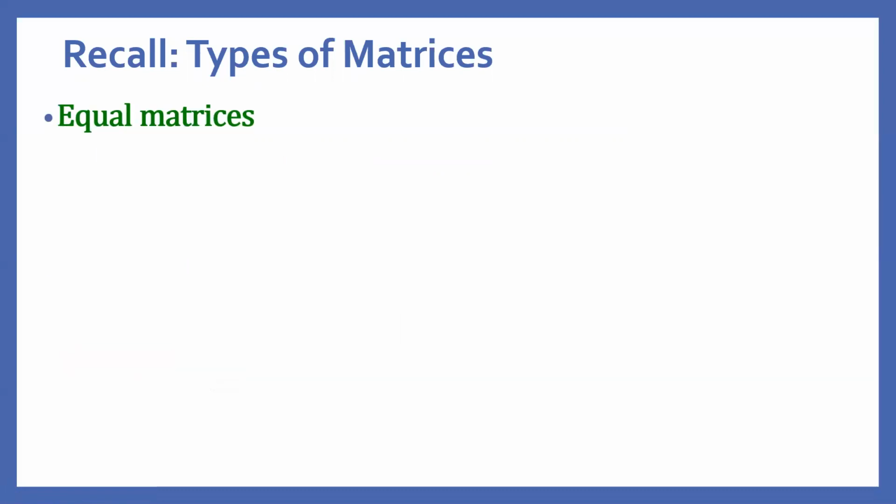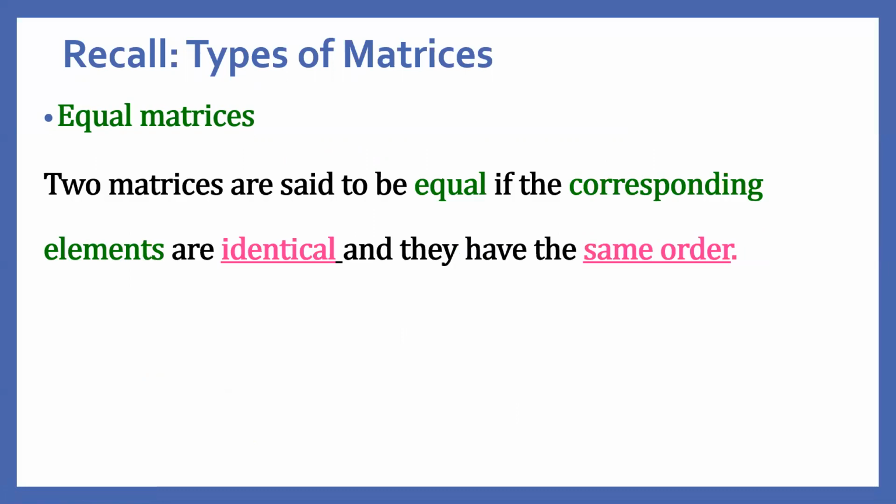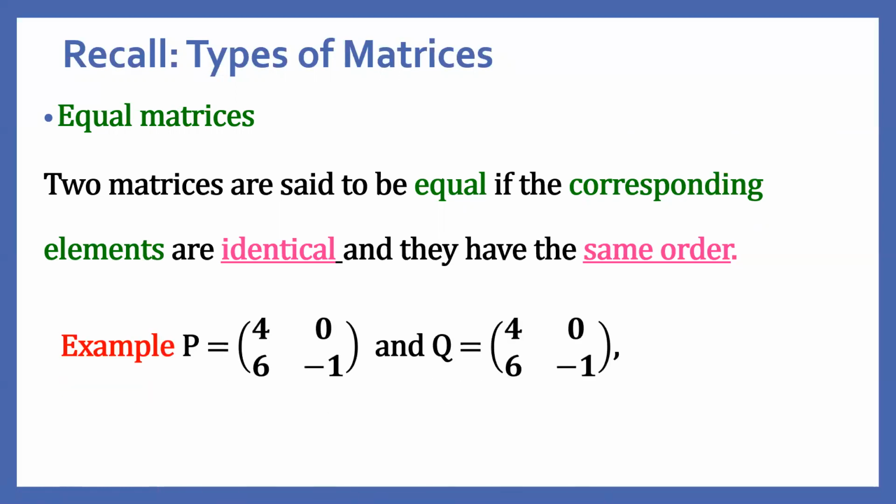The next one is equal matrices. Two matrices are said to be equal if the corresponding elements are identical and they have the same order. So two matrices are going to be equal if firstly they are of the same order and secondly the corresponding elements are identical. So look at this example. Matrix P has elements 4, 0, 6, negative 1. Matrix Q has elements 4, 0, 6, negative 1.